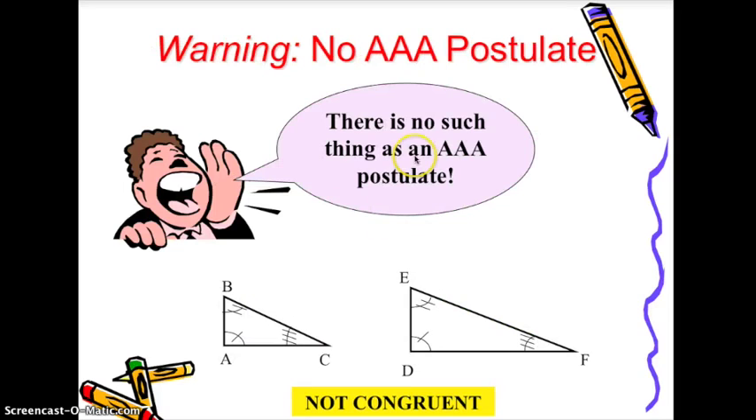Also, there is no angle, angle, angle postulate. Now the reason that there's no angle, angle, angle postulate is because you could have a smaller triangle like ABC here and have another triangle that has equal angles but that is a little bit larger. So you can see that triangle DEF is actually bigger than ABC, even though they have the same angles. So having the same angles does not create congruent triangles.